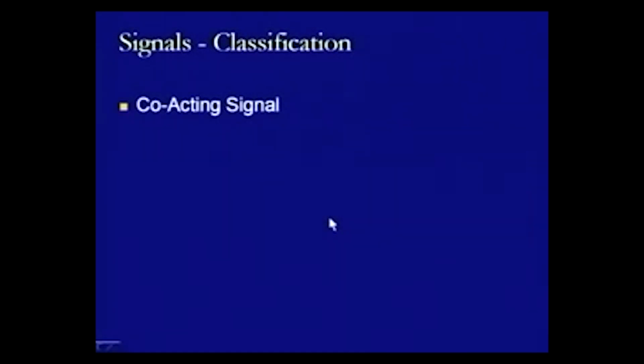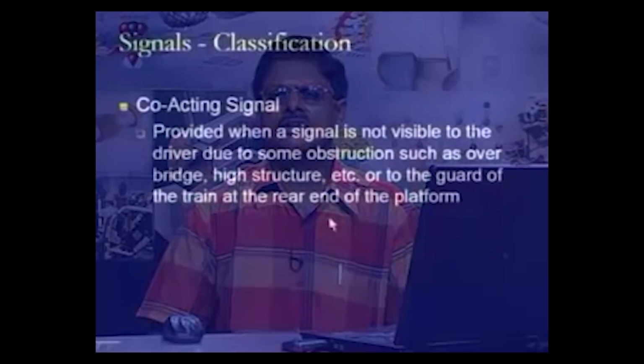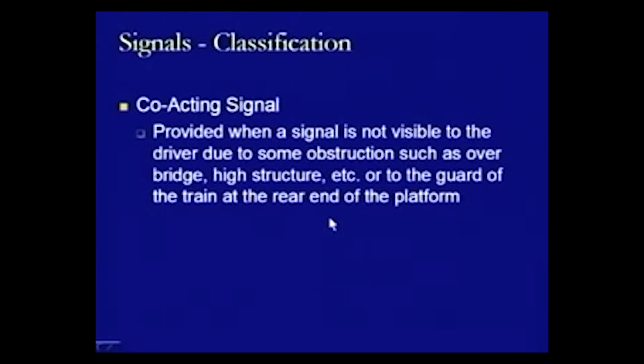Now, there is another category of signal which is termed as co-acting signal. Co-acting signals are provided when the signal is not visible to the driver due to some obstruction such as an overbridge, high structure, etc., or to the guard of the train at the rear end of the platform. In the previous case, what we have seen is that there was a curvature in the platform, and due to that curvature the driver or the guard was not in a position to see the signal.